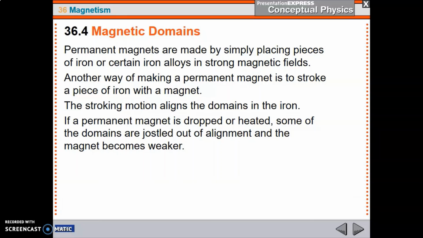Another way of making a permanent magnet is to stroke a piece of iron with a magnet, like we saw featured in the video when we made a compass. The stroking motion aligns the domains in the iron. Now, a stroking motion aligns them because you're using a magnet to stroke the iron, but if a permanent magnet is dropped or heated, some of those domains are jostled out of alignment and the magnet becomes weaker.